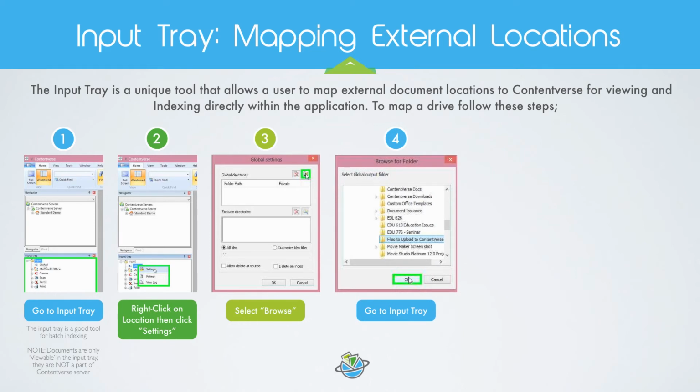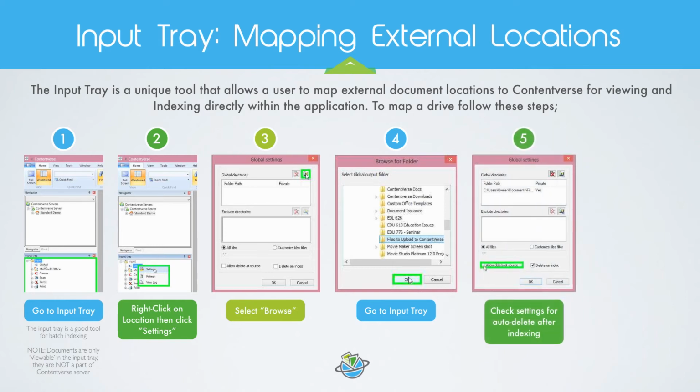The input tray allows for external files to be managed as a real-time working file. Checking Allow Delete at Source will delete the document from the original location after indexing. Checking Delete on Index will delete the document from the input tray, but not its original location.